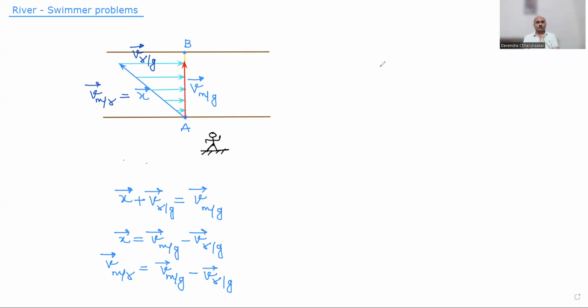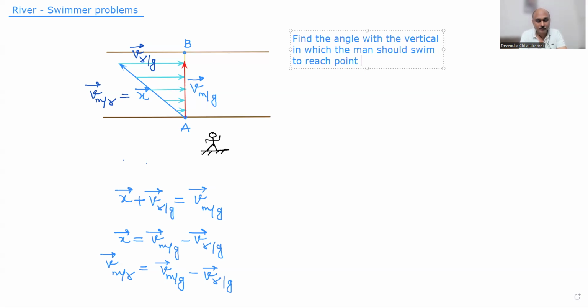तो अब आप जानते हैं VMR क्या है, VMG क्या है, VR क्या है। तो VMR का मतलब क्या हुआ? What do you mean by VMR? So now the question is, ये क्वेश्चन मैंने क्यों दिया था तुम्हें, वो बताता हूं। Find the angle with the vertical in which the man should swim to reach point B.